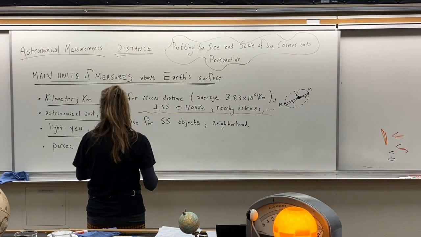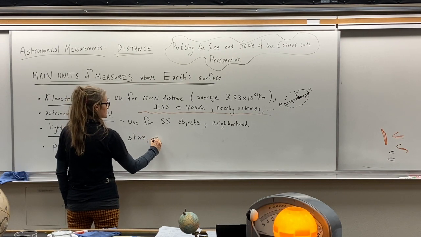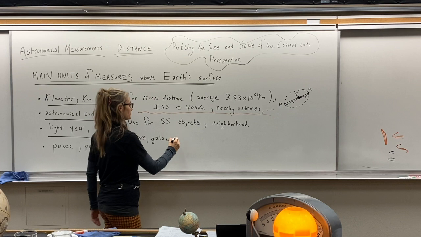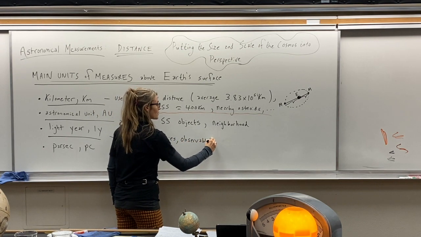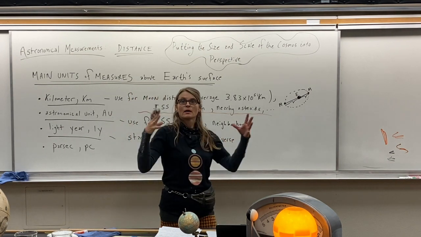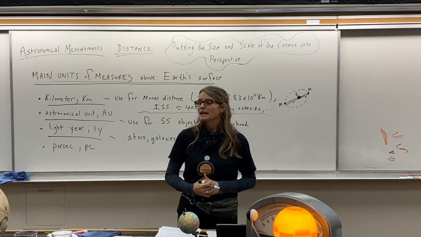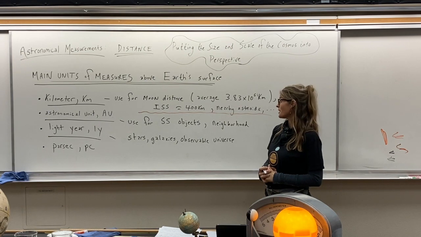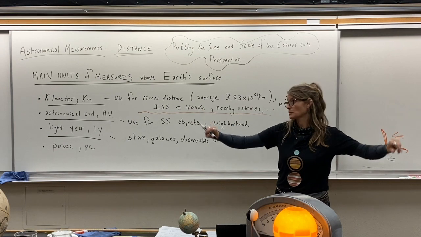are measured in this unit called the light year. So stars, galaxies, and the size of the cosmos, the observable universe, so to speak. The largest observable size we can see of our universe is about 93 billion light years across, and that's a lot of space. So we use light years when we start getting outside the solar system.